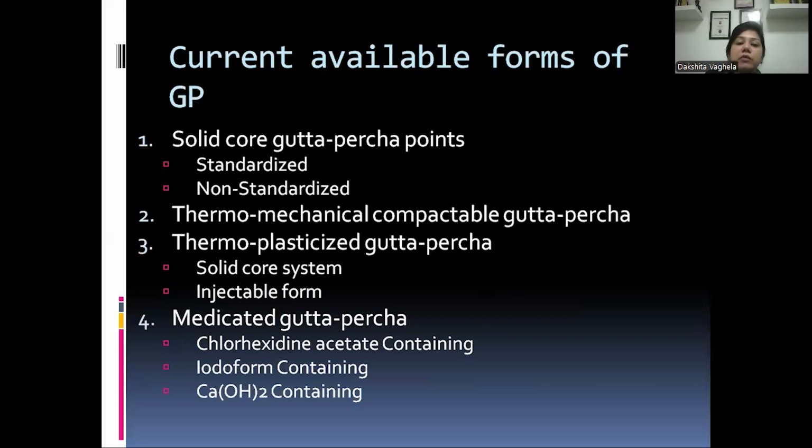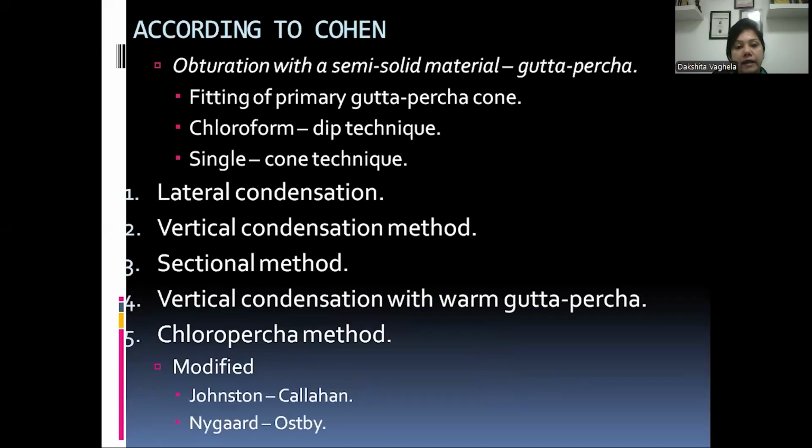Now, what are the currently available forms of GP? They are available as solid core gutta percha points, standardized and non-standardized, thermomechanical compactable gutta percha, and thermoplasticized gutta percha like solid core systems and injectable form. Medicated gutta perchas are also available these days, like chlorhexidine acetate containing, iodoform containing, and calcium hydroxide containing.